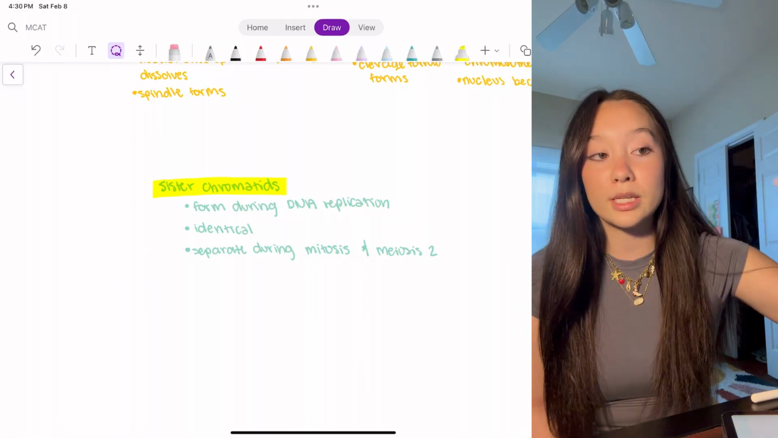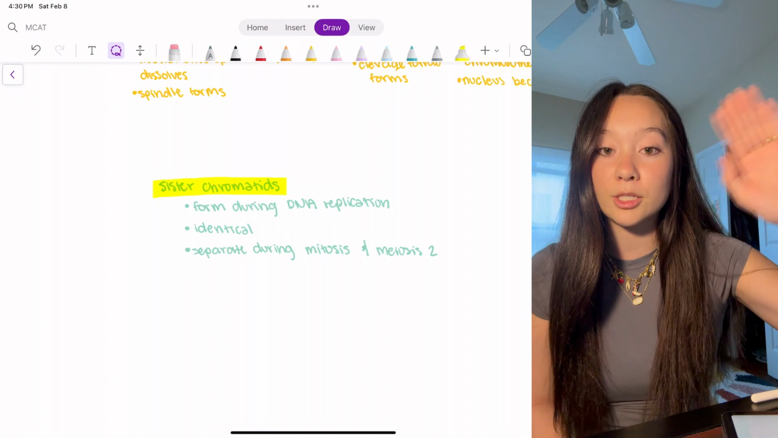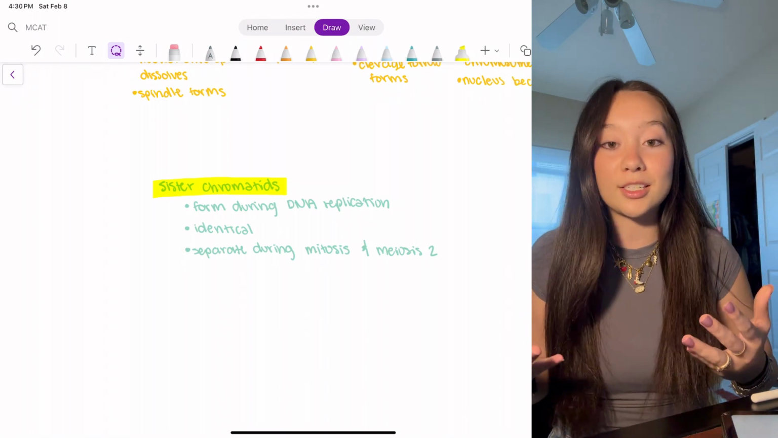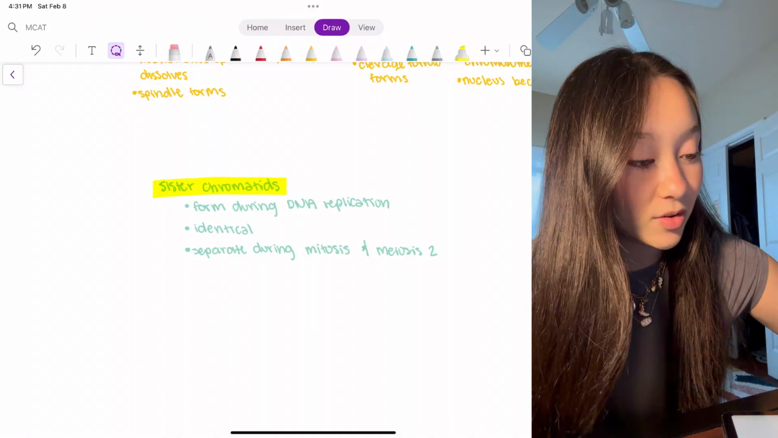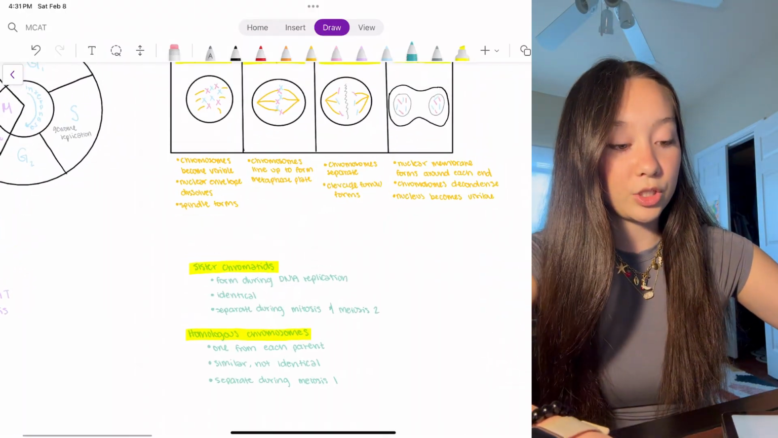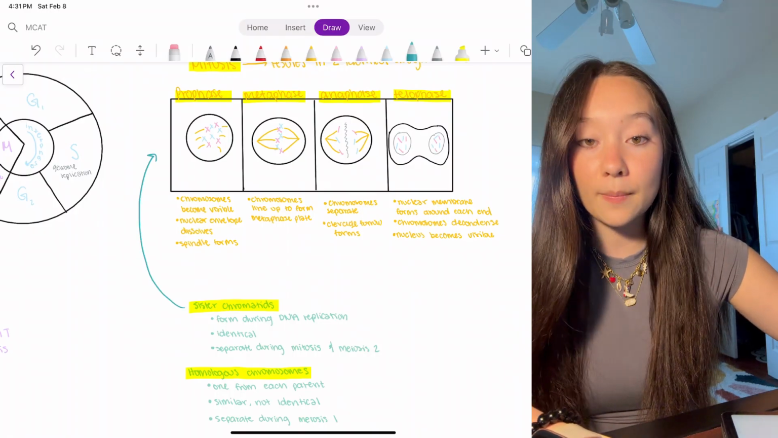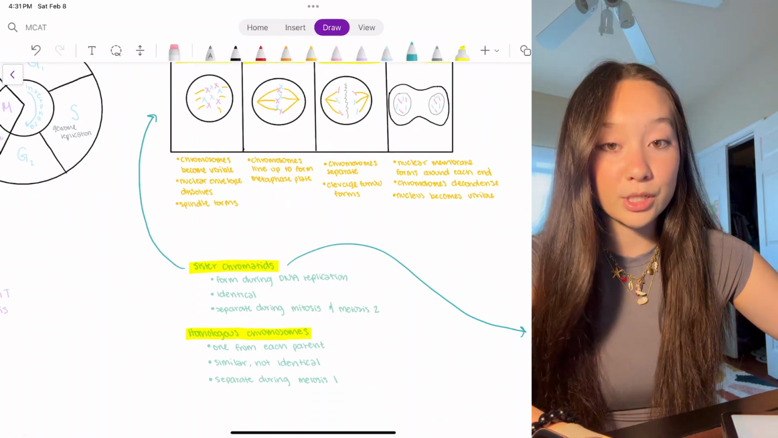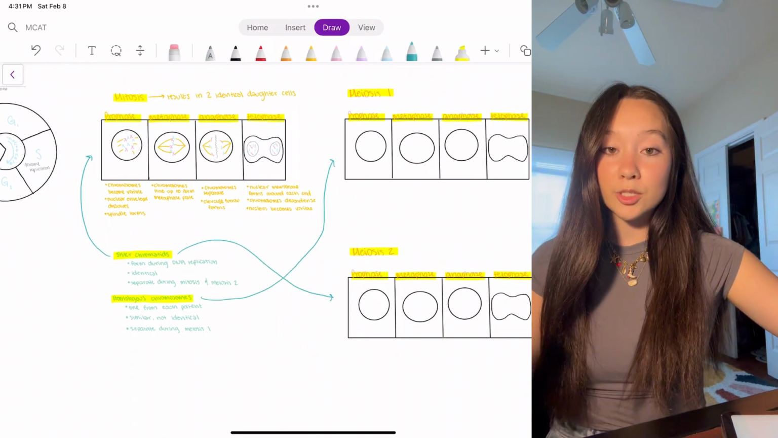So you only see homologous chromosomes in meiosis. You don't see them in mitosis, because in mitosis, we're not creating new genetic diversity, we're just splitting the cell in half. So let's write that down. All right, and I'm going to draw arrows to each one of these so we can remember. Sister chromatids is mitosis and meiosis 2. Homologous chromosomes is meiosis 1.